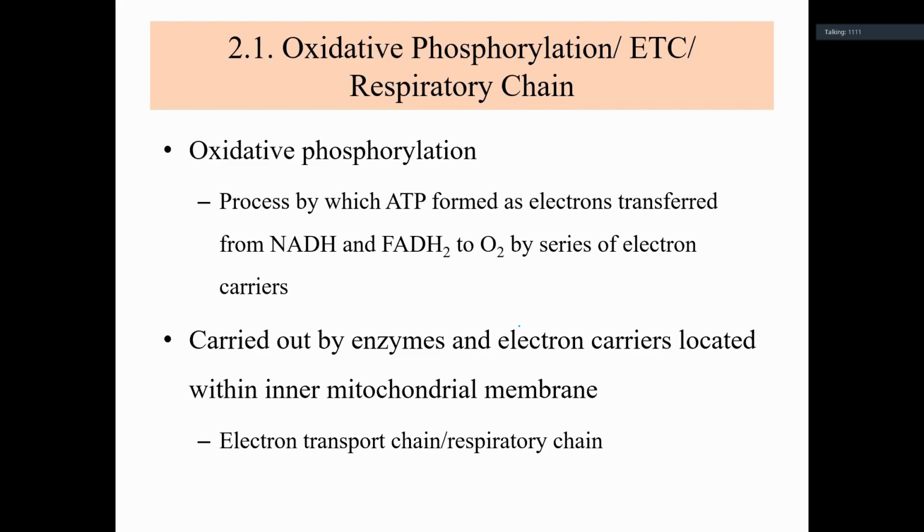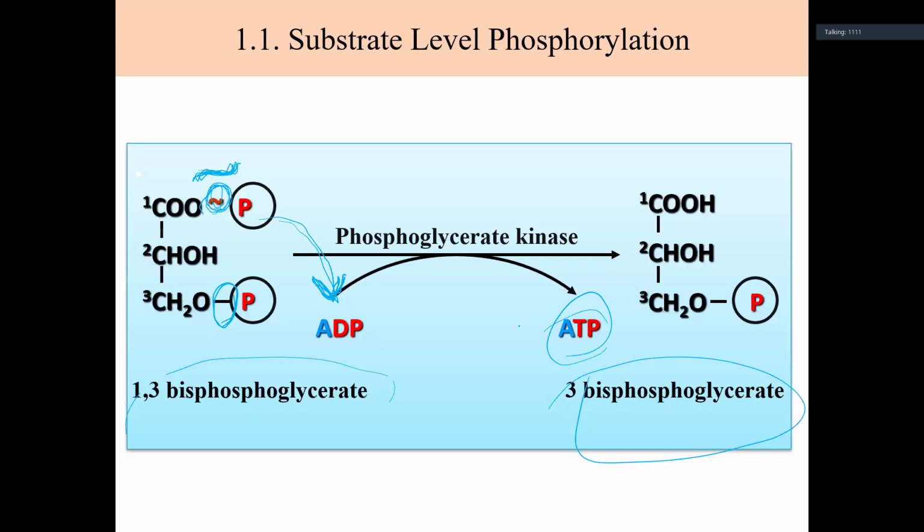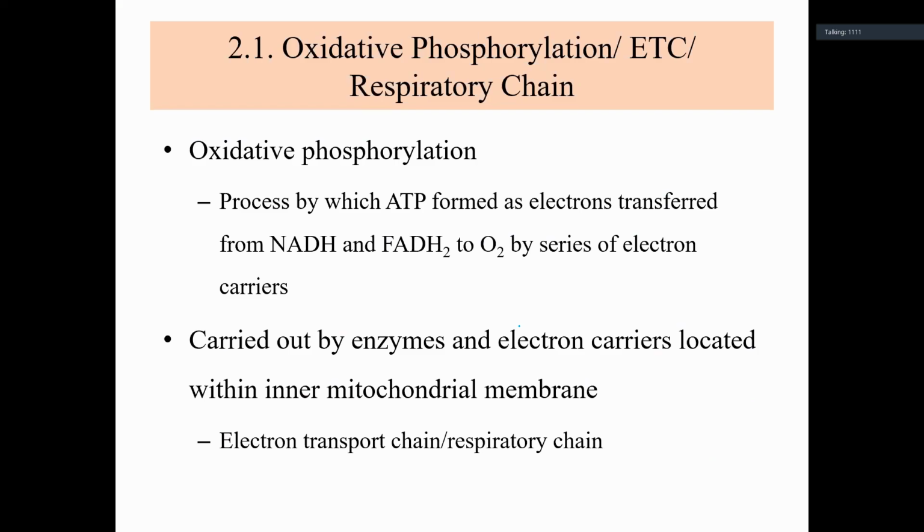Now see, in the cells there is use of oxygen. That's called cellular respiration. Clear? So there are three names: oxidative phosphorylation, electron transport chain, or respiratory chain. So what we saw today was substrate level phosphorylation. Now let's move to the oxidative.